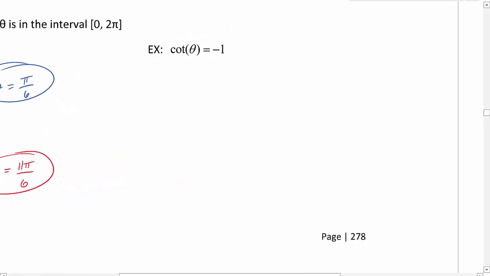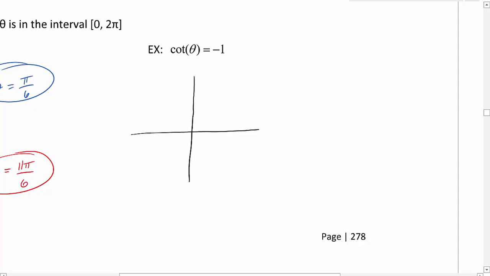Let's look at our next example. Cotangent of theta is equal to -1. Anytime I see a 1 with tangent or cotangent, since they're both the ratio of sine and cosine, to end up with a 1, that means that sine and cosine have to be the same value. That happens in a 45, 45, 90 triangle, where both sine and cosine are square root of 2 over 2.